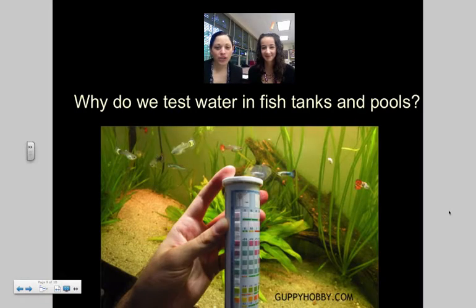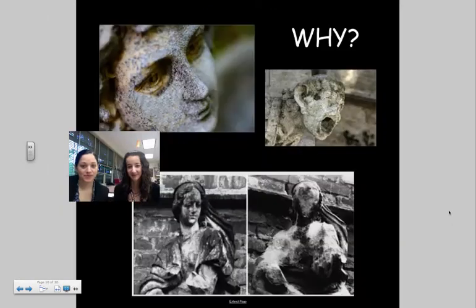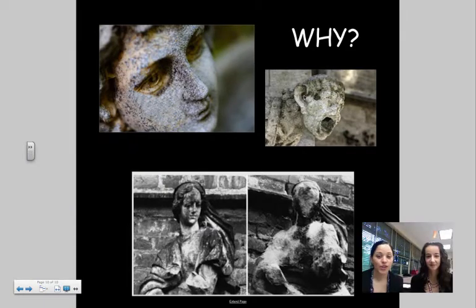Have you ever seen your parents or other people testing the water in your fish tank or your swimming pool? Have you ever wondered why they do that? Ever wonder why sometimes when it rains, statues start to look like this? You've probably also heard of stomach acid, or if you've ever been sick, felt that burn on the way up. Have you ever wondered why there's acid in our stomachs? All of these things, believe it or not, are related to one scientific concept that involves two letters, pH.